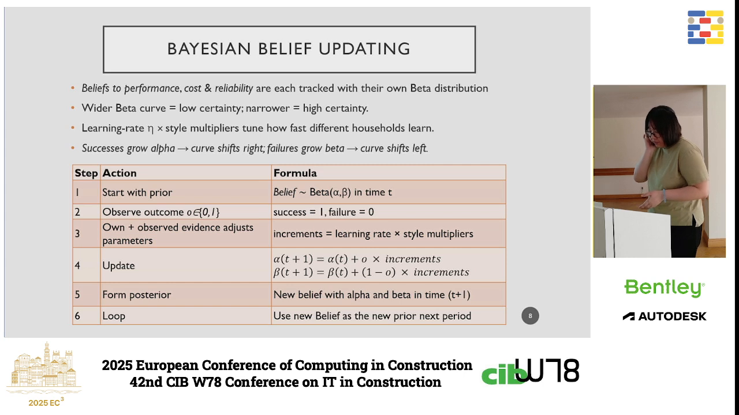Conservative agents, for example, learn slowly, and social agents learn fast. So from the very first year, households are already diverging in how confident they feel. Success pushes the curve right and failure pushes it left. The table illustrates the mechanism involved within a single belief updating period.